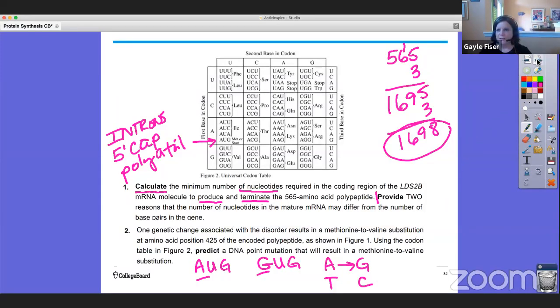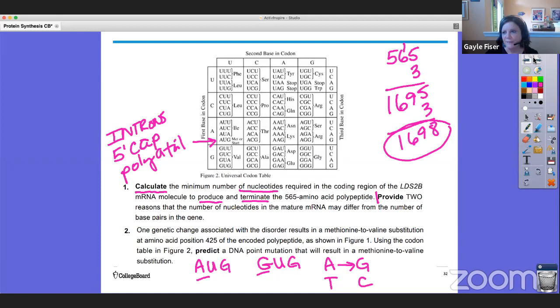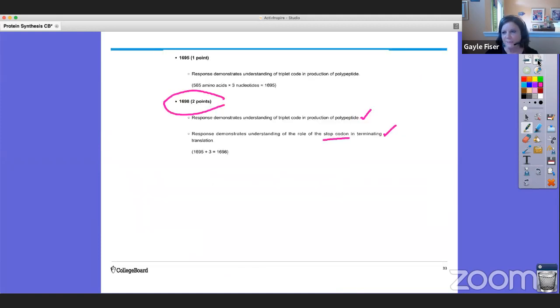All right, so let's finish up. I think we might be finished with this question. Let's see. Here we go. So here's the first part. Did we say 1698? Yes, we did. Response demonstrates understanding of the triplet code of the polypeptide, and response demonstrates understanding of the role of the stop codon in terminating translation. So there's our 1698, and there's 1698.